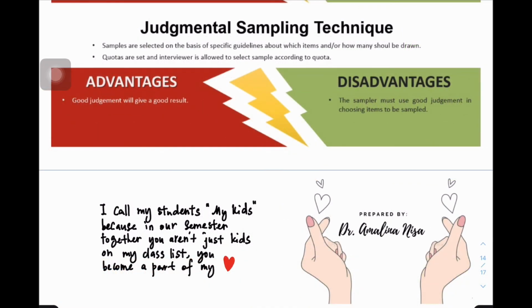Okay, the last one for non-probability sampling technique is a judgmental sampling technique. So judgmental sampling technique is actually quite similar with the quota sampling technique. If for quota we set the quota ourselves, judgmental is more or less the same. Judgmental sampling technique means the selection of a sample based on the researcher's preference or the researcher's knowledge.